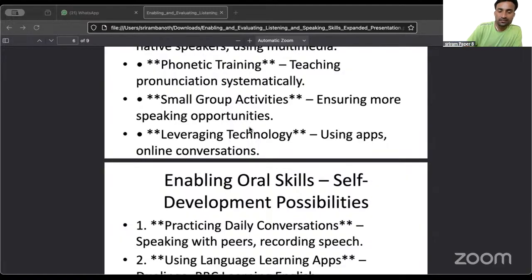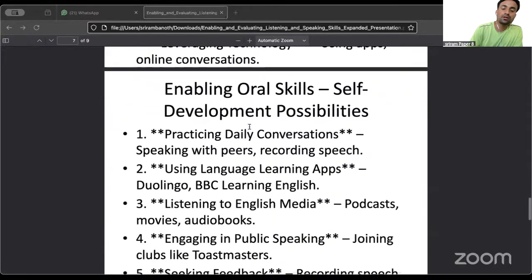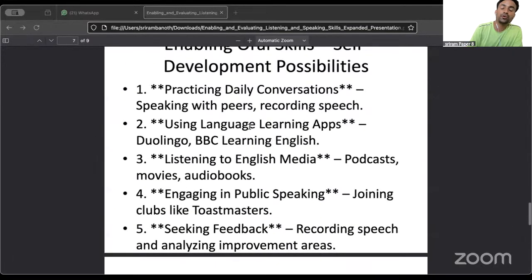Self-development possibilities: practicing daily conversations, speaking with peers, recording speech, using language learning apps, Duolingo, BBC Learning English. These are a few apps. Other apps are also there. Listening to English media, podcasts, movies, audiobooks.